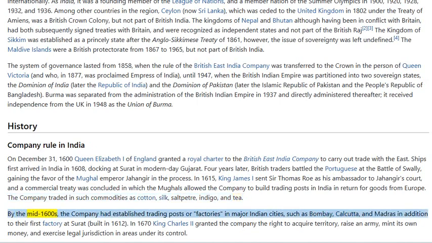By the mid-1600s, the company had established trading posts or factories in major Indian cities, such as Bombay, Calcutta, and Madras, in addition to their first factory at Surat, built in 1612. In 1670, King Charles II granted the company the right to acquire territory, raise an army, mint its own money, and exercise legal jurisdiction in areas under its control.